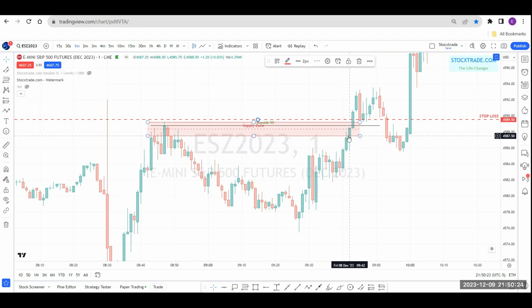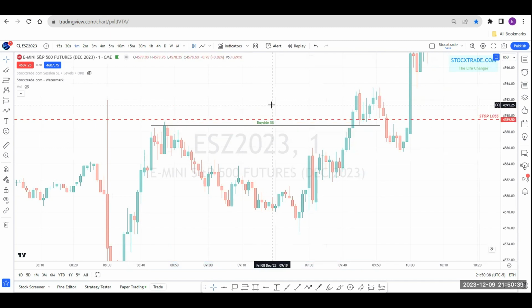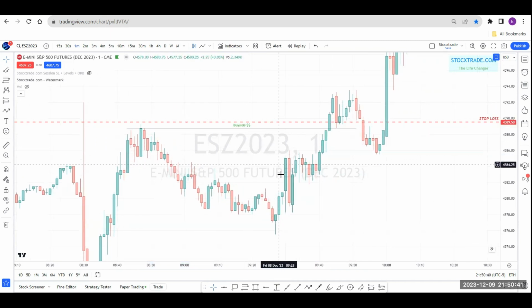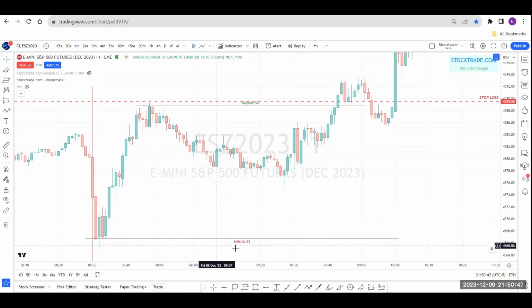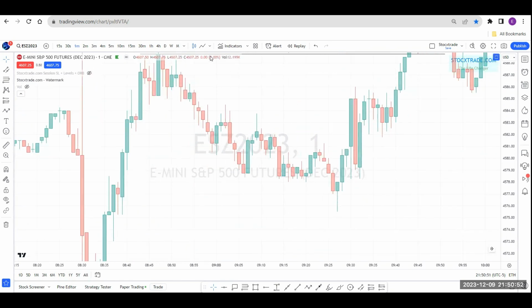If I am a retail trader, I will go short from here. So what will happen? My stop loss will hit. But if I know the price action, price will eat either the buy side liquidity or the sell side liquidity. This is the extreme. Where is the internal buy side or sell side liquidity?